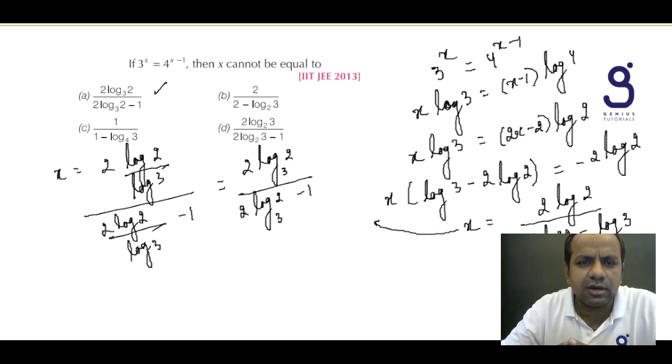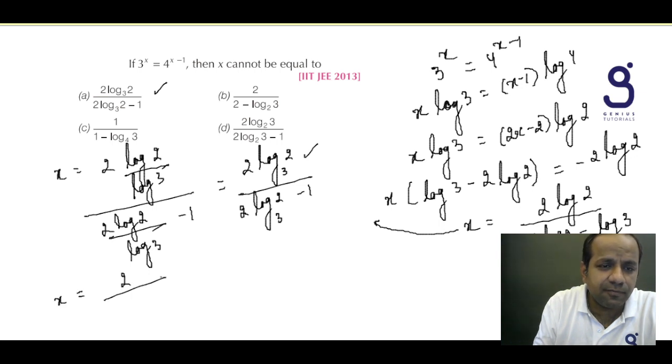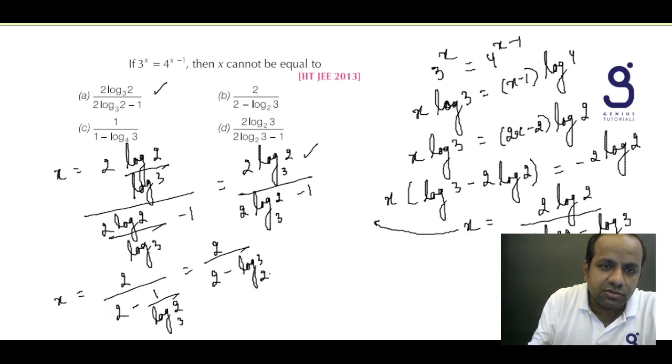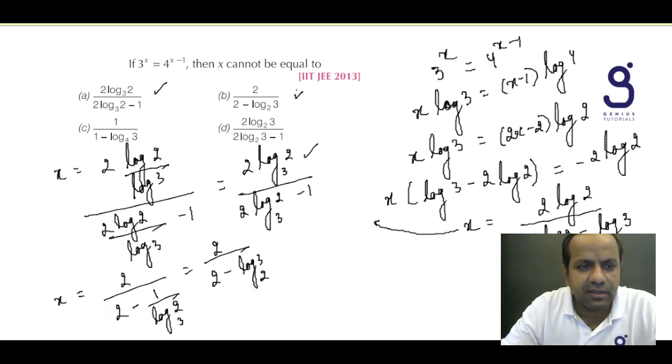Let's try to convert this into some other form. Now if I divide by log 2 to the base 3 here, what will we get? We'll get 2 upon 2 minus 1 upon log 2 to the base 3, which is nothing but 2 upon 2 minus log 3 to the base 2. This is exactly option B, so this is also correct.